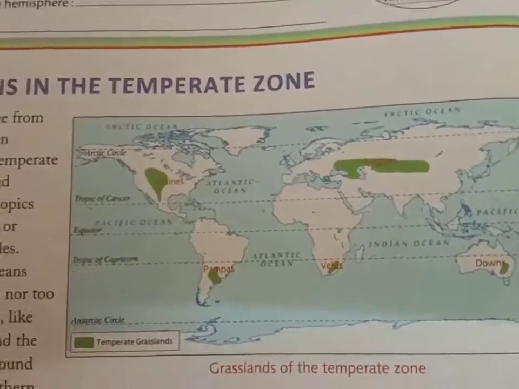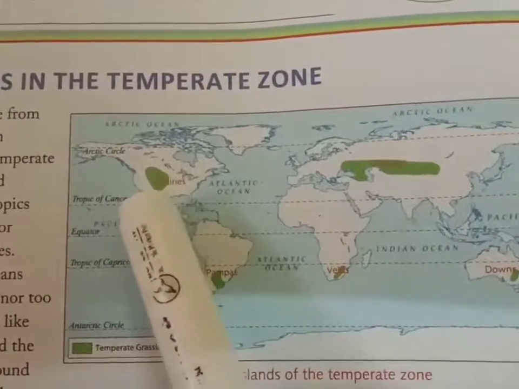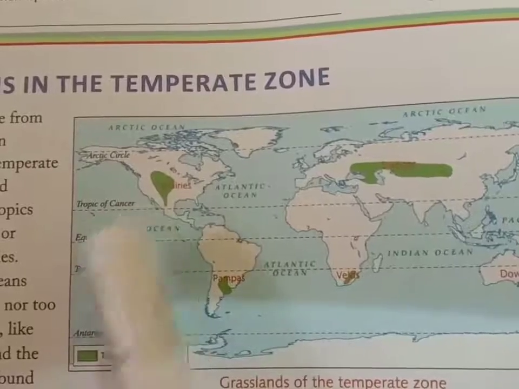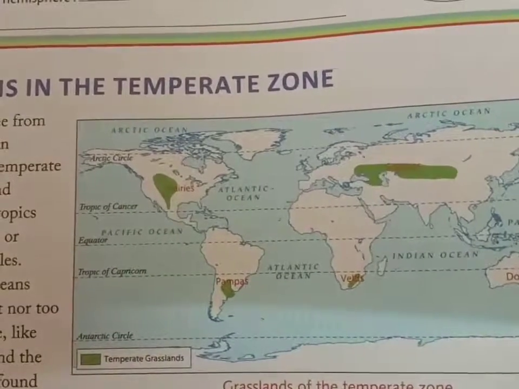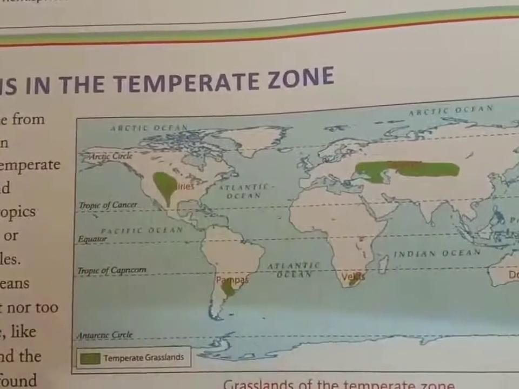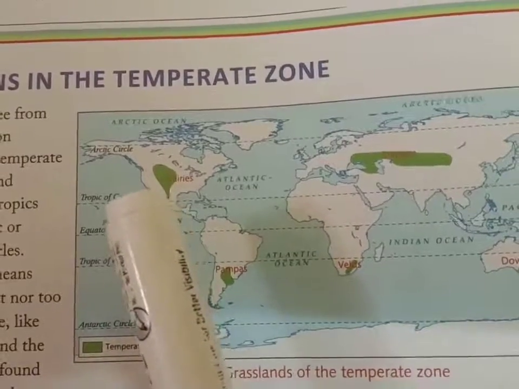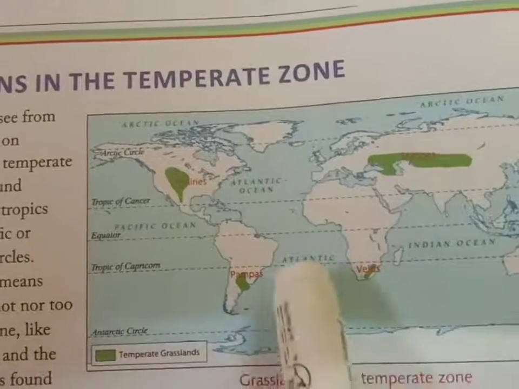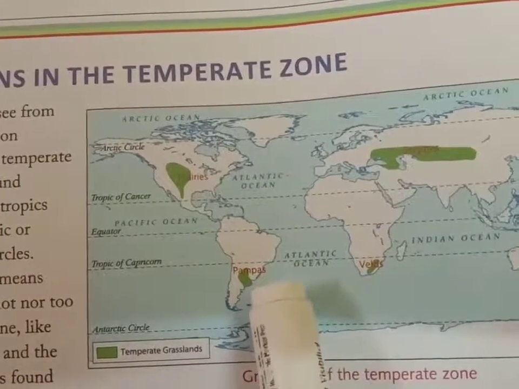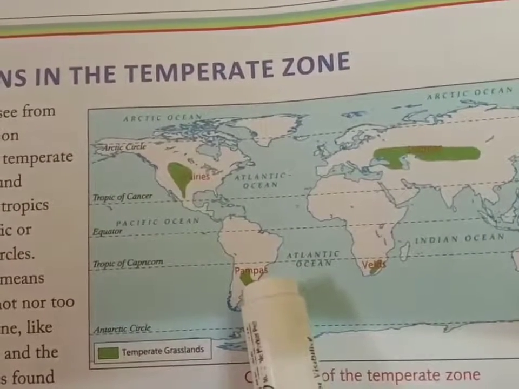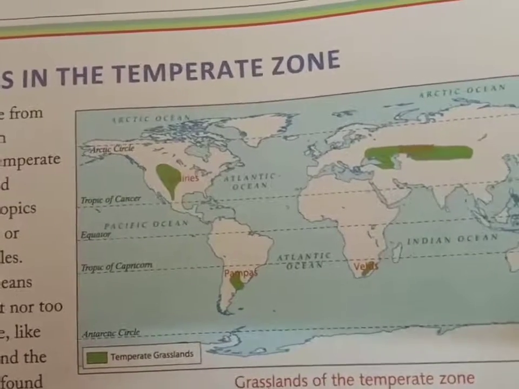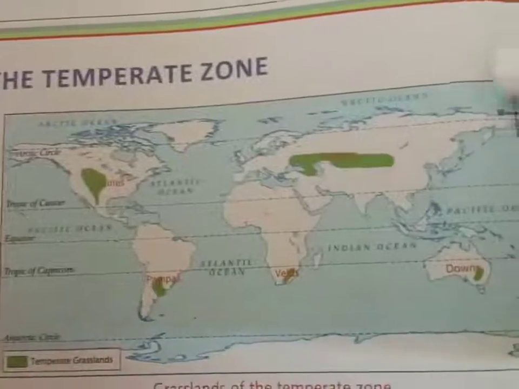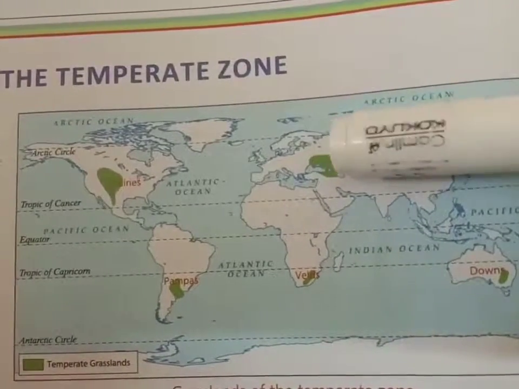The first one you can see, this one is in North America, and this green color is called the prairies of North America. This is a grassland of the temperate zone. It's a very famous grassland of the world. Now you come to South America. Here it is called the Pampas, the Pampas of South America. It's also an important grassland. Now come to this one here. It is called the steppes.